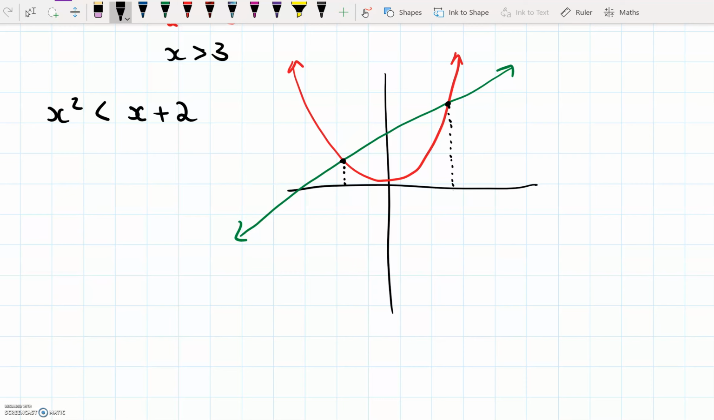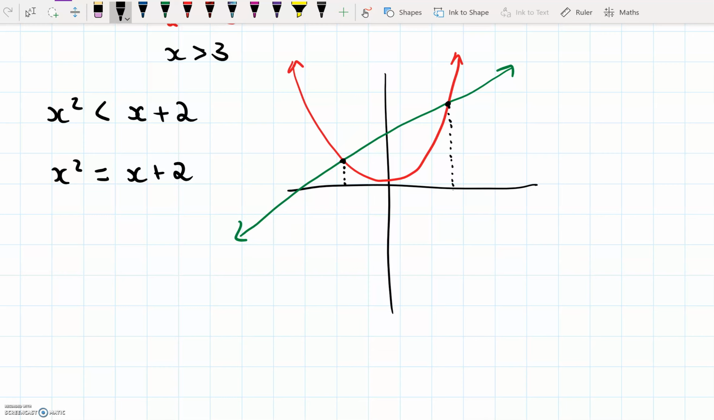Now there's two things that are really important when you do a quadratic inequality. The first is that we pretend that the inequality sign is not there. We just don't worry about it. Instead we make it an equals. So we make it x squared is equal to x plus 2. So we just ignore the inequality sign.